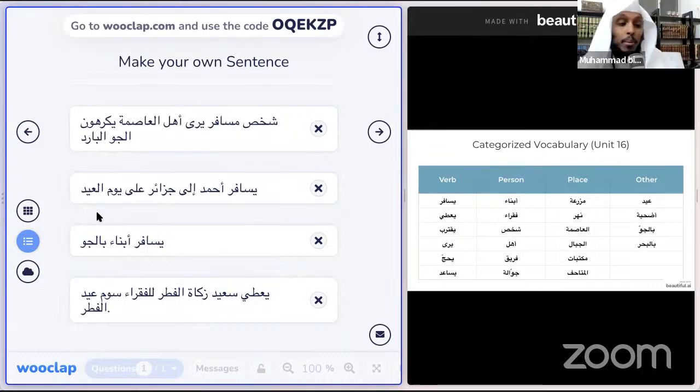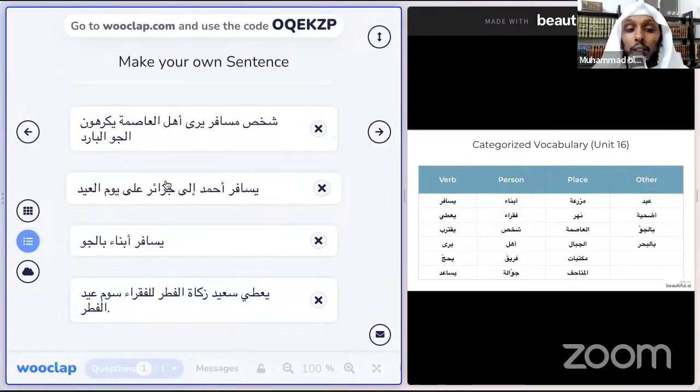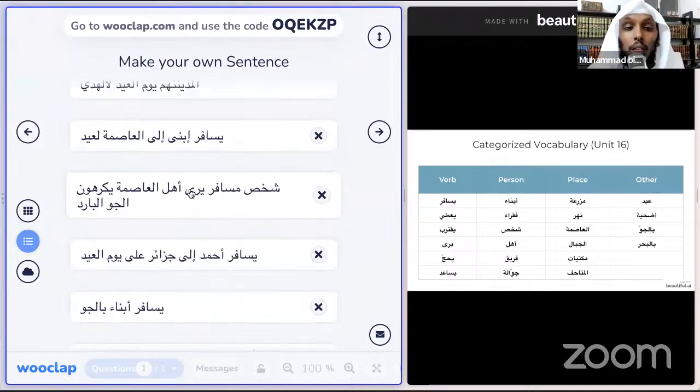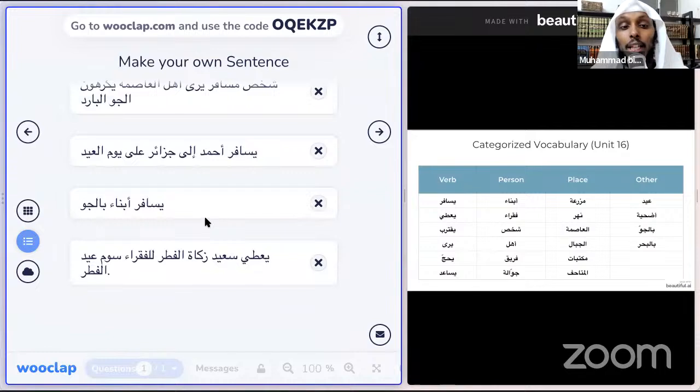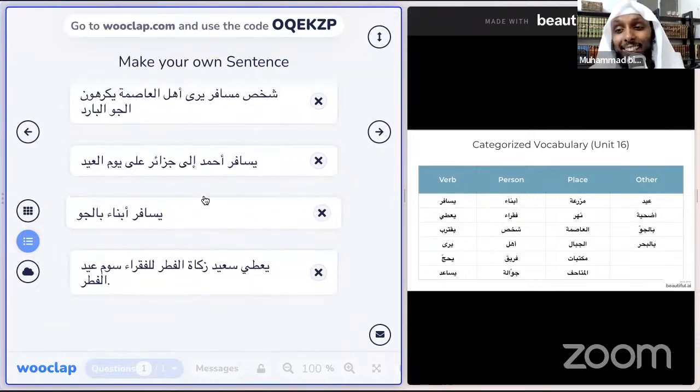Okay, so you can say, for example, أسافر في الليل. Okay, or you could say أسافر ليلا. Same thing here. You could say يسافر أحمد إلى الجزائر يوم العيد, or يسافر أحمد إلى الجزائر في يوم العيد. But you can't say على. You can't say على يوم العيد, upon the day of Eid. لا. On the day of Eid.